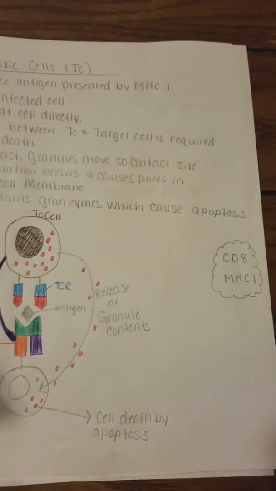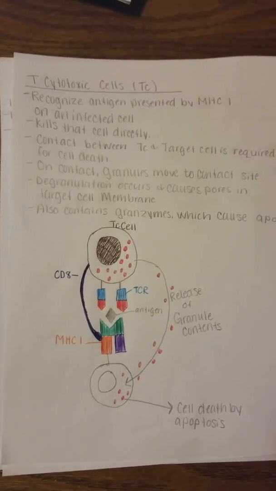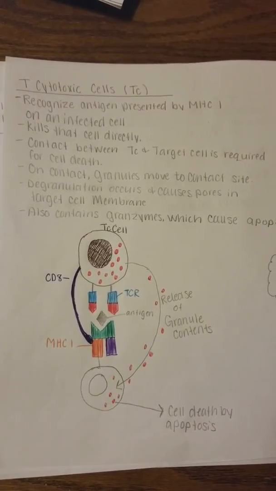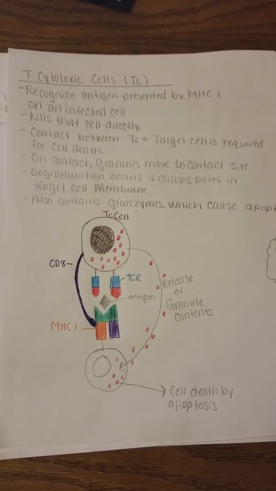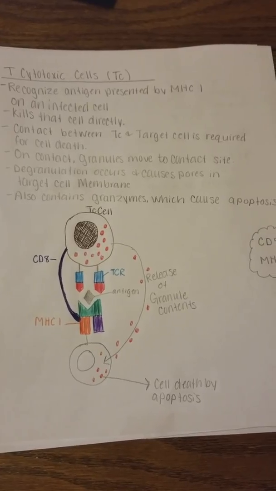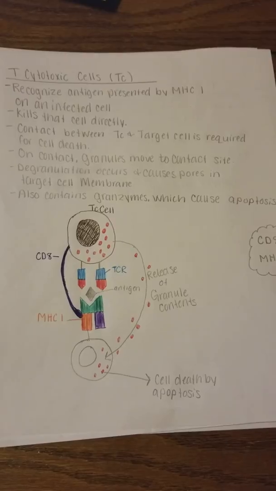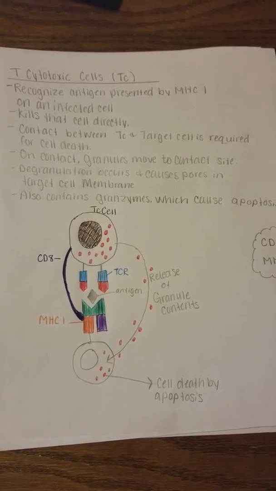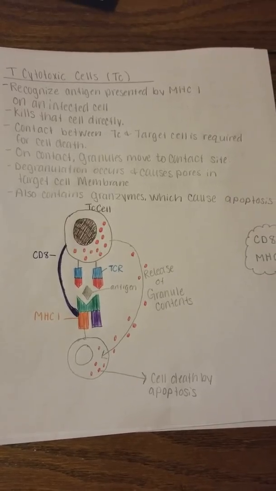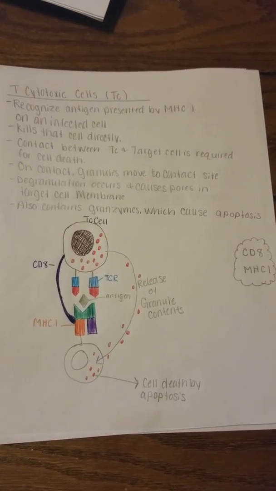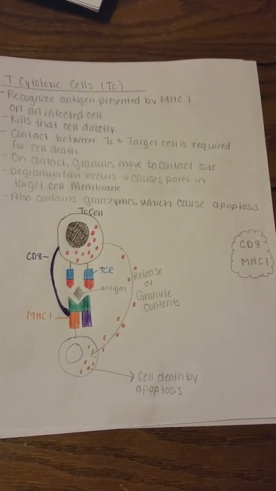The first kind of T cell I'll talk about is the T cytotoxic cells, or TC cells. They recognize antigen presented by MHC1. They kill that cell directly. In order to do that, contact between the TC and target cell is required. Once it makes contact, its granules move to the contact site. Degranulation occurs and causes pores in the target cell membrane, so it falls apart and dies. It also includes granzymes in its granules, which cause apoptosis, or programmed cell death.